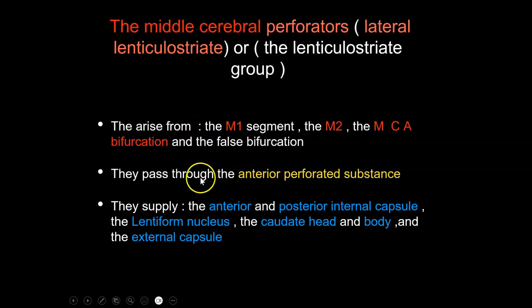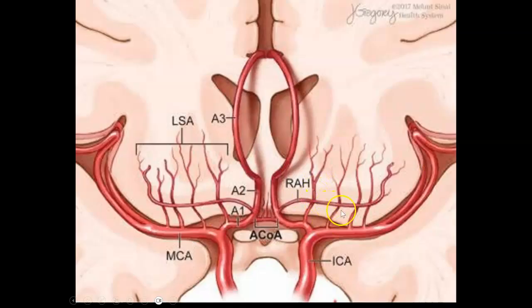And also they pass through the anterior perforated substance, which is laterally situated, and also they supply the lentiform nucleus, internal capsule, head of the caudate, and external capsule being very lateral. Again this picture, but this time we are talking about the lateral lenticulostriate group, which are the perforators of the M1 segment, and this is M1 forming M2, and this is the bifurcation, and it can arise from the M1 segment most commonly, but sometimes arises from the M2 and the bifurcation.